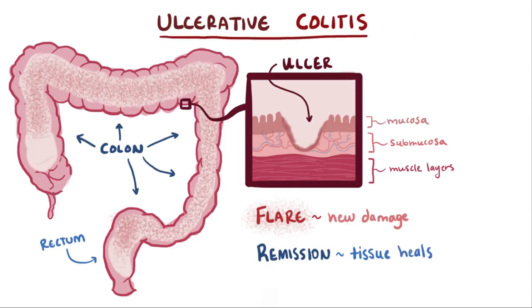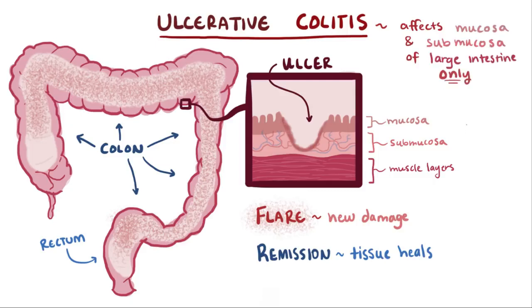Ulcerative colitis is actually the most common type of inflammatory bowel disease. Not that there are that many, but this one causes inflammation and ulcers in the mucosa and submucosa of the large intestine only. Which is an important point that sets it apart from Crohn's disease, another inflammatory bowel disease.